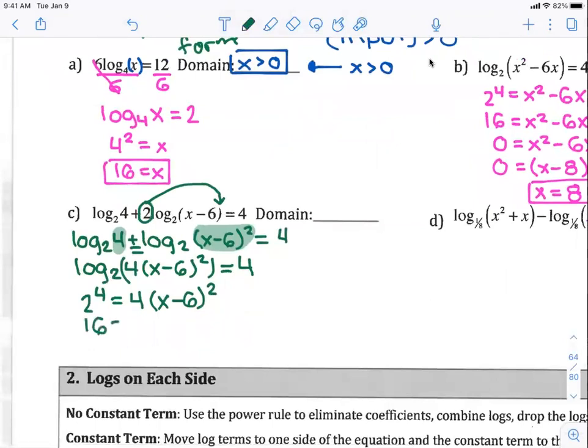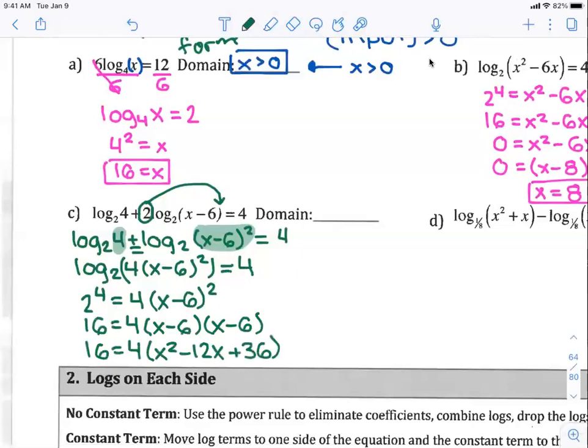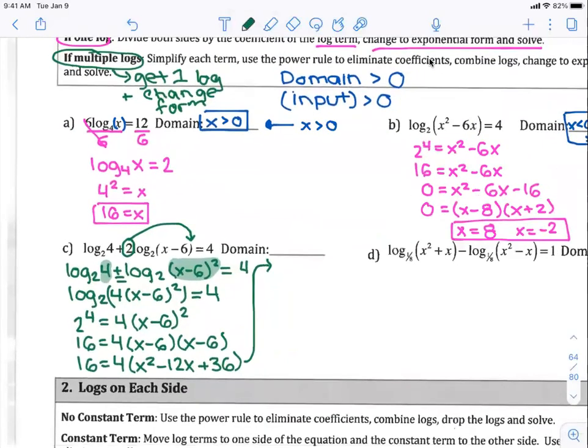2 to the 4th is 16. Remember, x minus 6 squared is really FOILing. So it's x minus 6 times x minus 6. So when I FOIL it, I'm going to get x squared minus 12x plus 36. Put my work up here. Now I'm going to have to go ahead and distribute that 4. So I'm going to have 16 equals 4x.